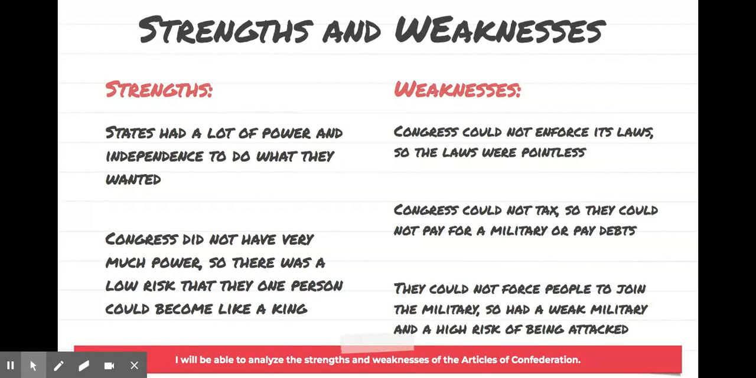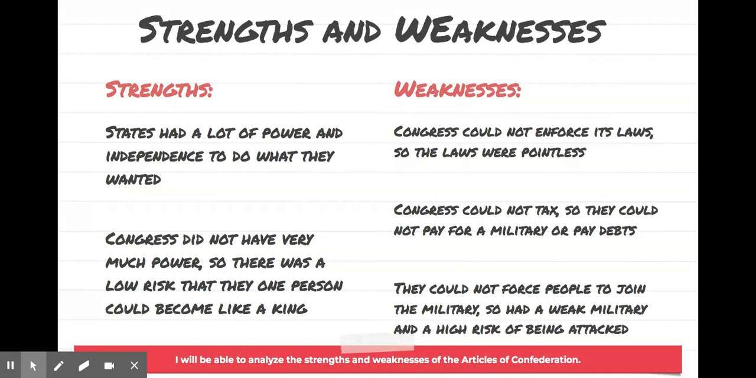Some of the weaknesses. Congress could not enforce its laws, so the laws were pointless. If you can't enforce laws, what's the point of laws? You have to be able to enforce them. Congress could not tax, so they could not pay for a military or pay debts. They had to have every state agree if they were going to tax, and that's next to impossible. So essentially, they couldn't tax.